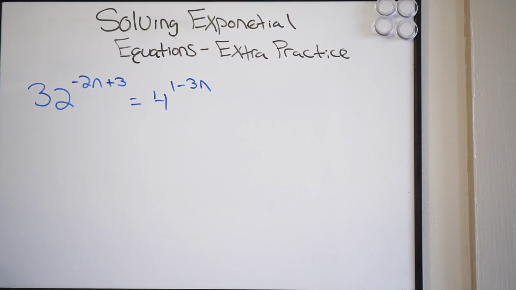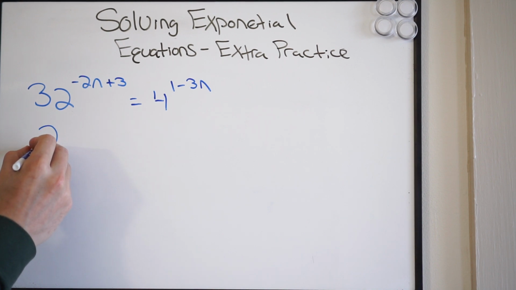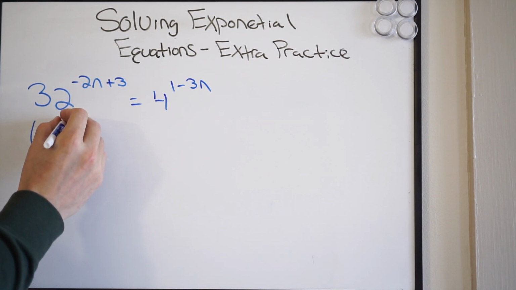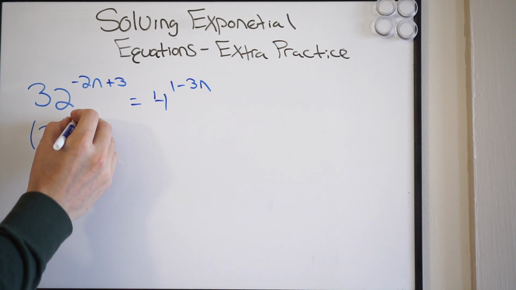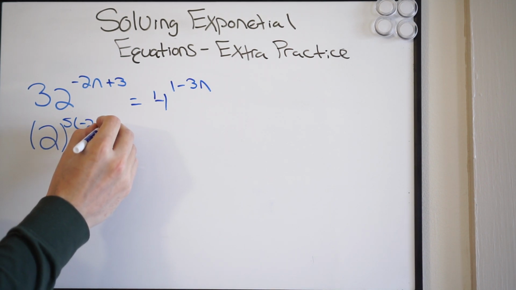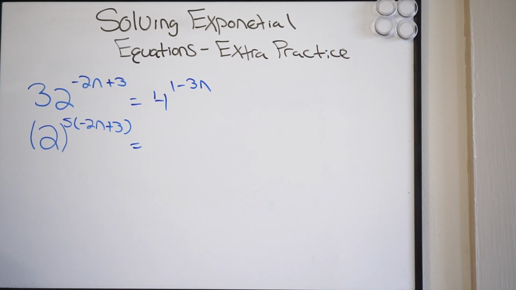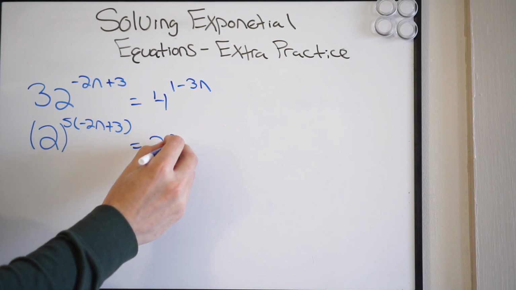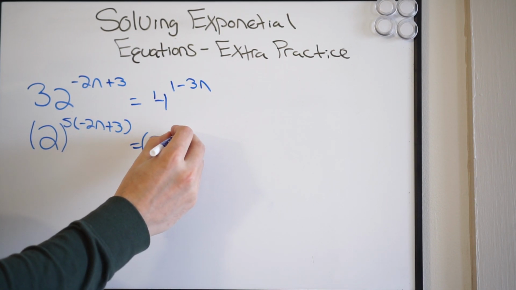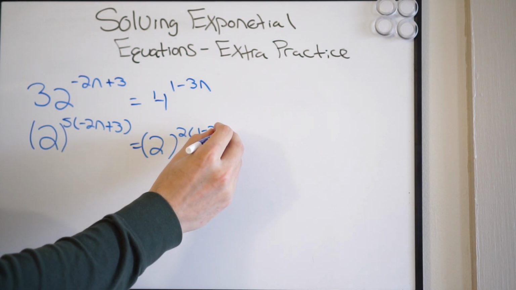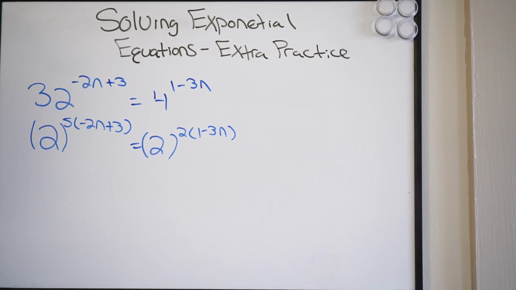So I can rewrite this now as 2 to the 5 to the negative 2n plus 3 equal to 2 to the 2nd, and then we have 1 minus 3n. So again, we're dealing with the same base here, and remember, they're going to naturally cancel out.